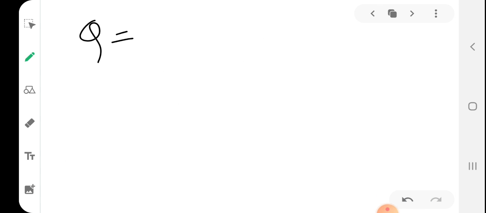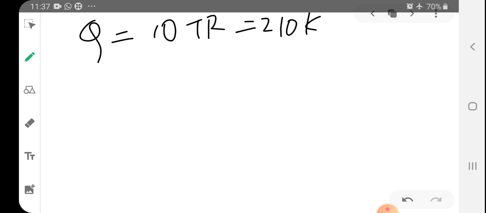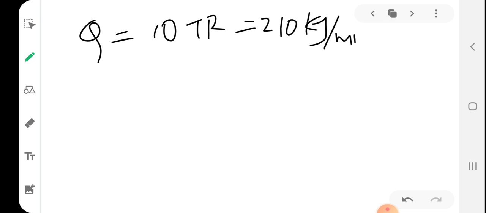It is also given Q equal to 10 TR. 10 TR means 210 kilojoule per minute. Sorry, 2100 kilojoule per minute, because it should be multiplied with 210.